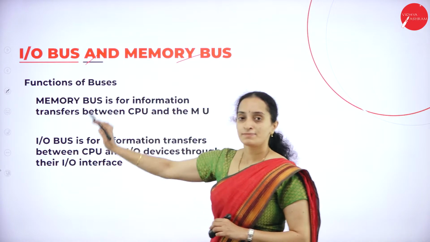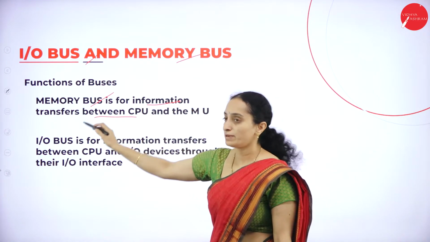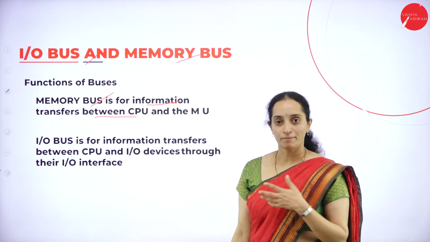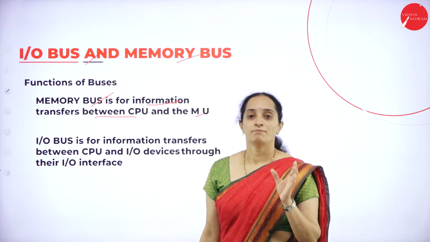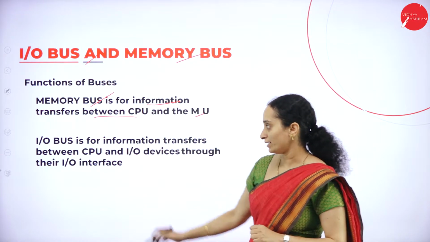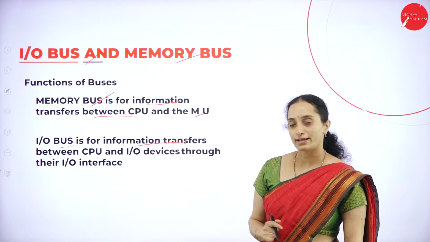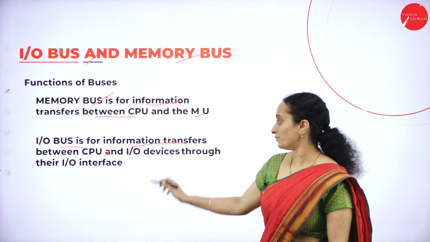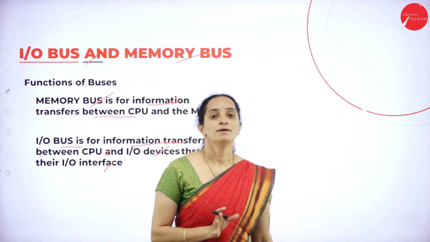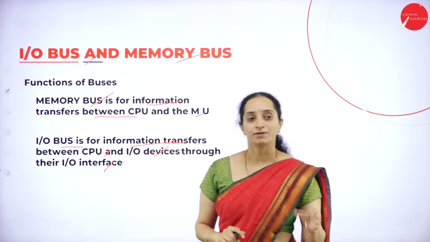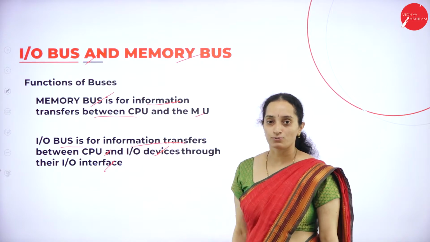The memory bus is for information transfer between the CPU and the memory unit, the central processing unit and the memory unit. It transfers the information between the CPU and the memory unit. Whereas the input-output bus is for data transfer between the CPU and I/O devices through their I/O interface. So the bus is going to transfer the data or information between the I/O devices and the CPU. For this, we make use of the input-output bus.